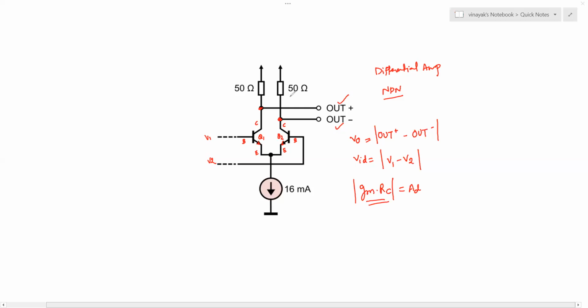RC is the resistance at the collector, and here is your V plus, that is the power supply applied to the circuit.